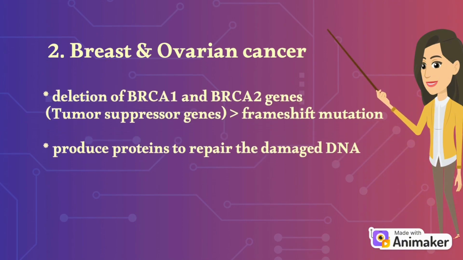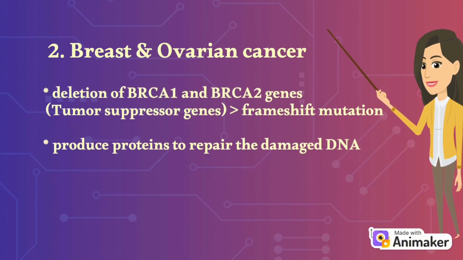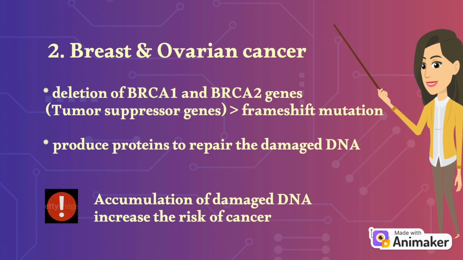The second disorder, which is caused by a harmful mutation, is breast and ovarian cancer. The deletion of BRCA1 and BRCA2 genes causes a frame-shift mutation. Both genes are tumor suppressor genes. They produce proteins that help to repair damaged DNA, which maintains the genetic stability of cells. When the damaged DNA accumulates, it will increase the risk of breast and ovarian cancer.